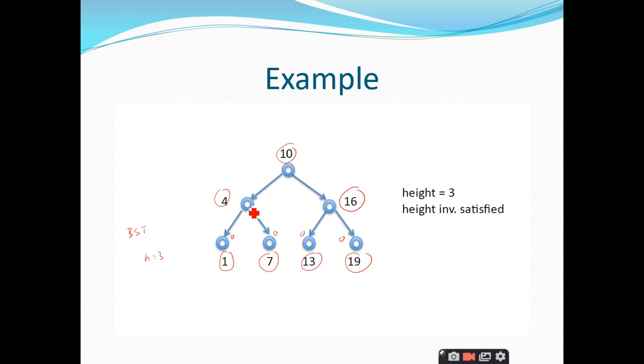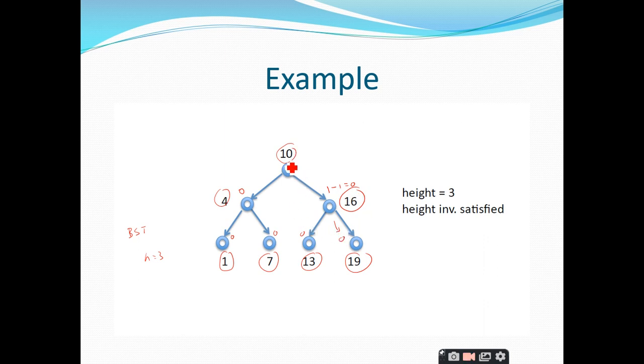Now coming to the fourth node, the node 4. What is the height of the left subtree? 1, sir. What is the height of the right subtree? 1, sir. 1 minus 1, therefore we get the balance factor of this node as 0. Now coming to 16, in a similar manner, the height of the left subtree is 1 and the height of the right subtree is 1. So 1 minus 1 is 0.